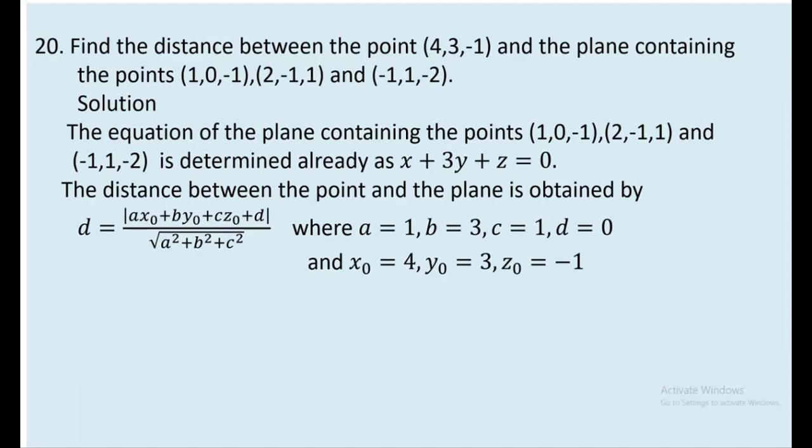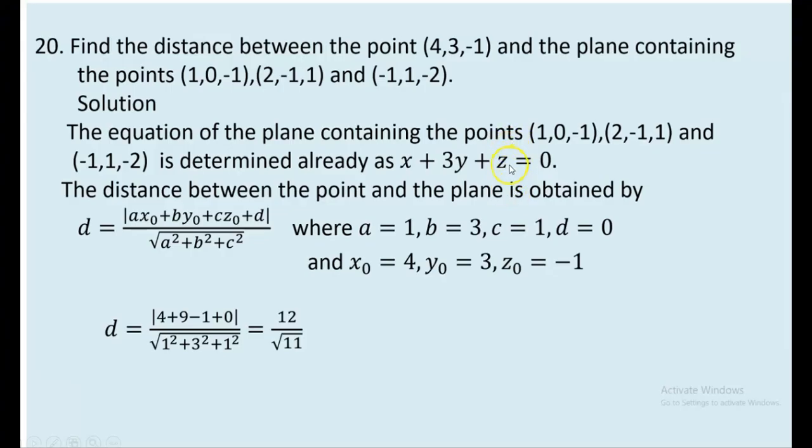And here x naught, y naught, and z naught are also given. Actually, they are components of the given point, 4, 3, and minus 1. So what we need to do is directly substitute the given data in place of the corresponding variables. So a times x naught is 1 times 4, which is 4. b times y naught, 3 times 3 makes 9. And c times z naught, 1 times minus 1, which is minus 1. Then d is 0 because to the right of this z we don't have any constant.